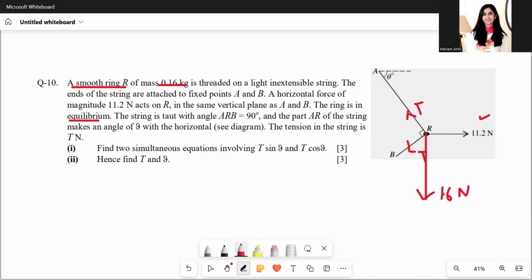In the same vertical plane as A and B, the ring is in equilibrium. That means the up forces acting on R equal the down forces acting on R, and the right forces acting on R equal the left forces acting on R. The string is taut and angle ARB is 90 degrees. We can see that in the figure as well. Part AR of the string makes an angle of theta degrees with the horizontal. The tension in the string is T newtons. Find two simultaneous equations involving T sin theta and T cos theta.